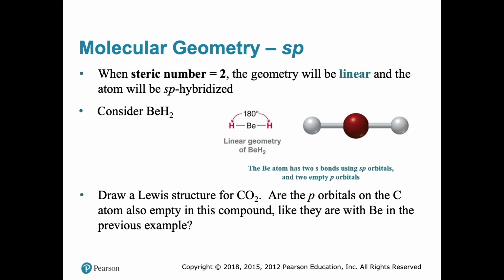Okay, next we have sp, and I talked about this already in the slide before, but I'll talk about it again, right? Sp. Beryllium here has 2 electron domains. That's why it's sp, steric number 2. And what is its shape? It's linear, right? Bent is probably the easiest.